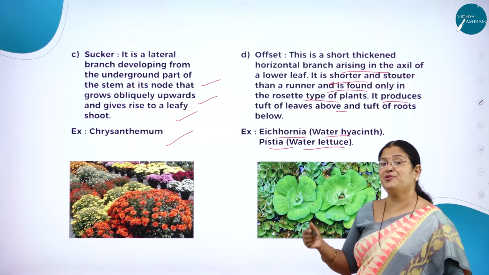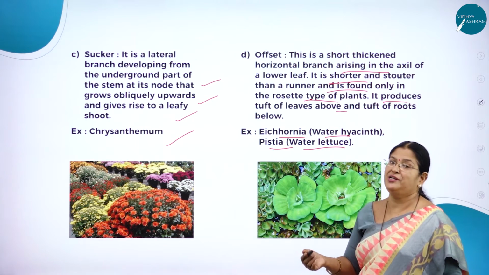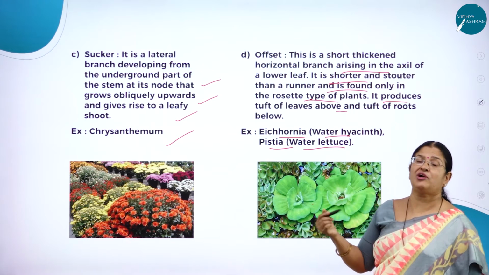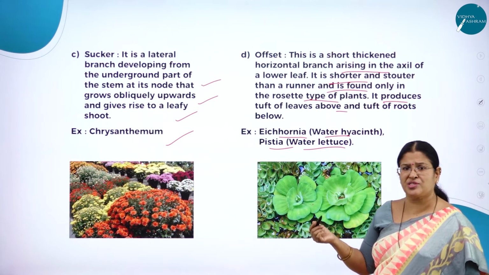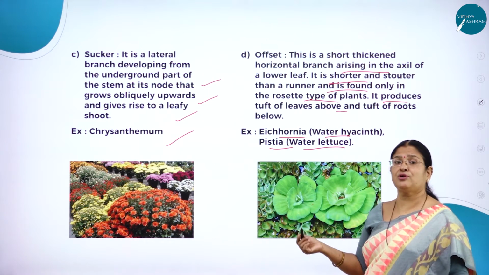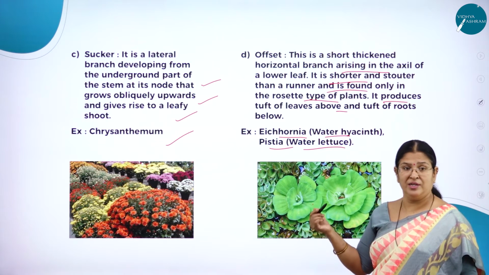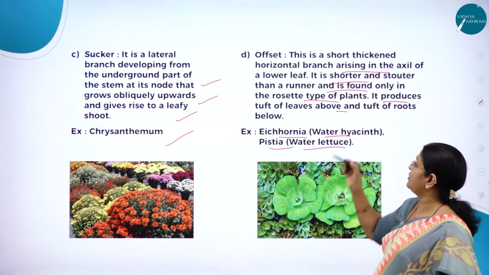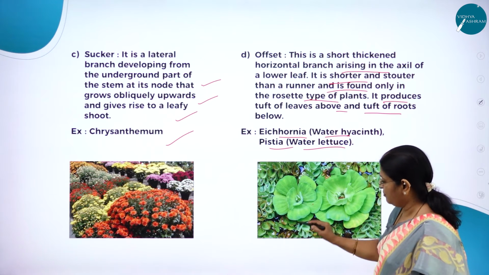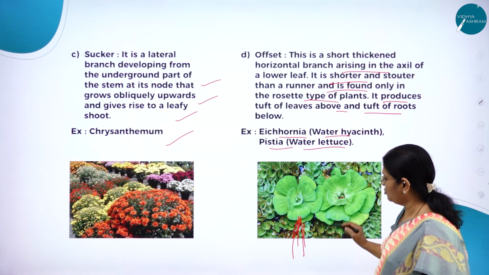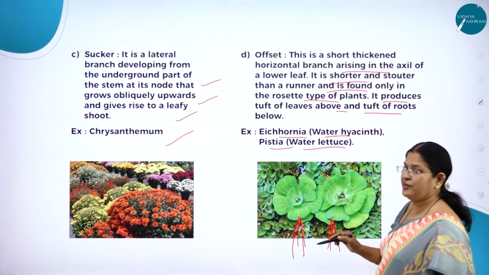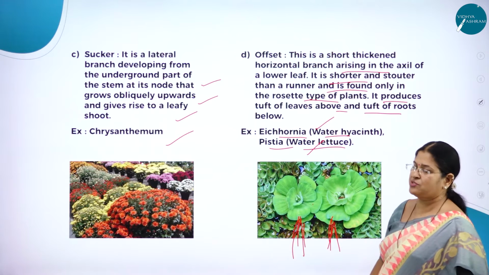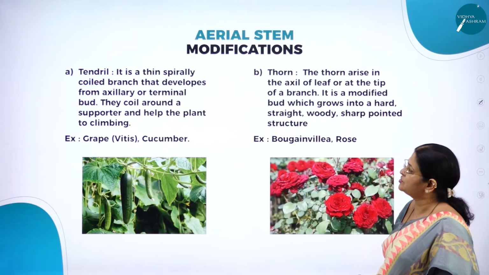And because of these beautiful leaves, it was brought to India and now it has become what? An invasive weed. Weed means what? Unwanted plant, and it is of no use. But see, it is going to cause a problem to the aquatic animals as it is going to absorb all the oxygen and kill the aquatic animals, and tuft of roots below. So it is going to form a group, a tuft of roots below. So example: eichhornia or pistia, or otherwise we call it water lettuce.